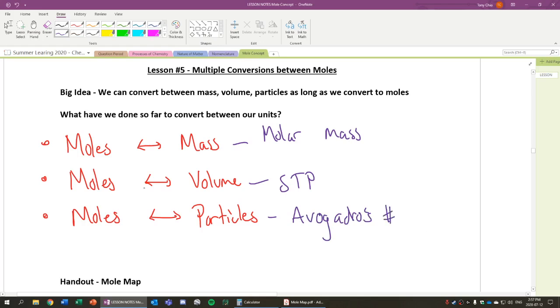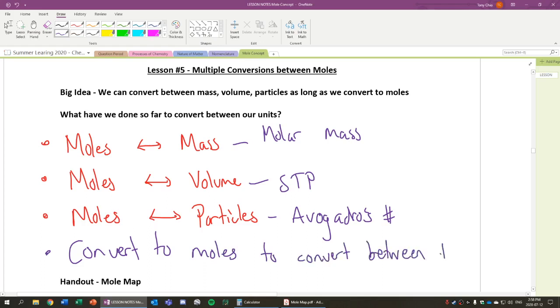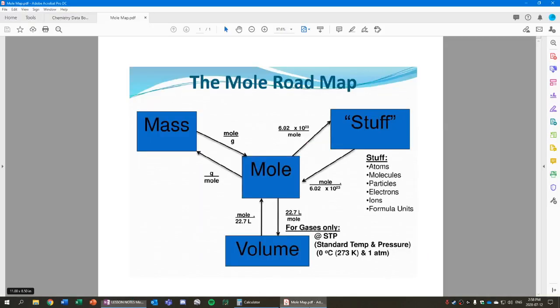And what do you notice? Each one of them is related to moles. In a sense, as long as we get to moles, we can convert to any of the other units. Convert to moles to convert between them. It is like our base unit. And here's a trusty little tool we call a mole map to help you out.